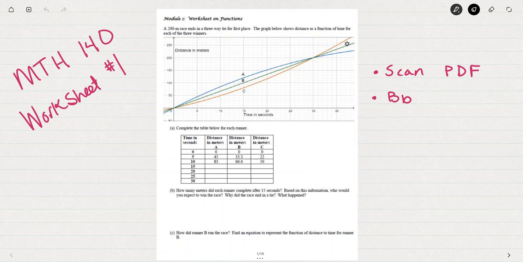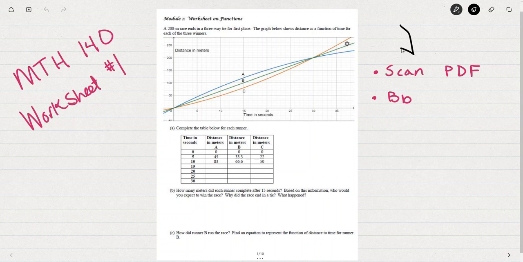In this video, I'd like to give you a little more explanation to worksheet number 1 for our Intermediate Algebra Math 140 course. This is the Module 1 worksheet on functions. You can find this worksheet on Blackboard, and be sure to consult Blackboard to ensure you know the due date and how to submit the assignment.